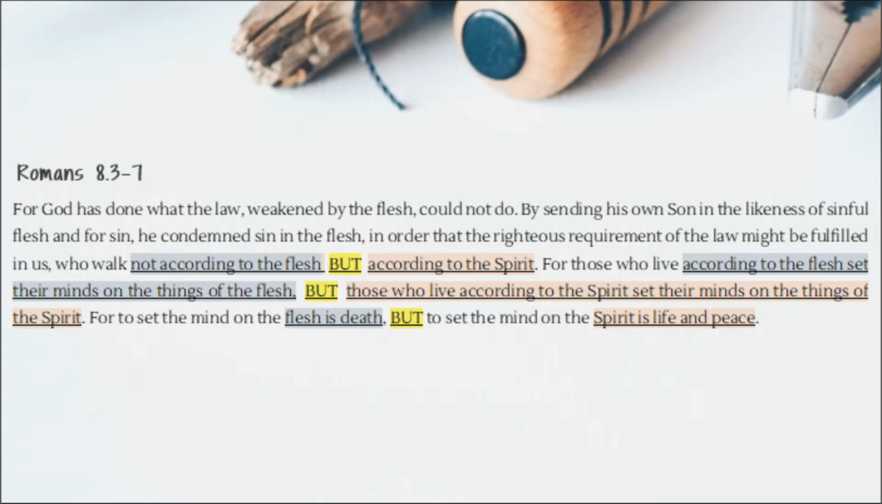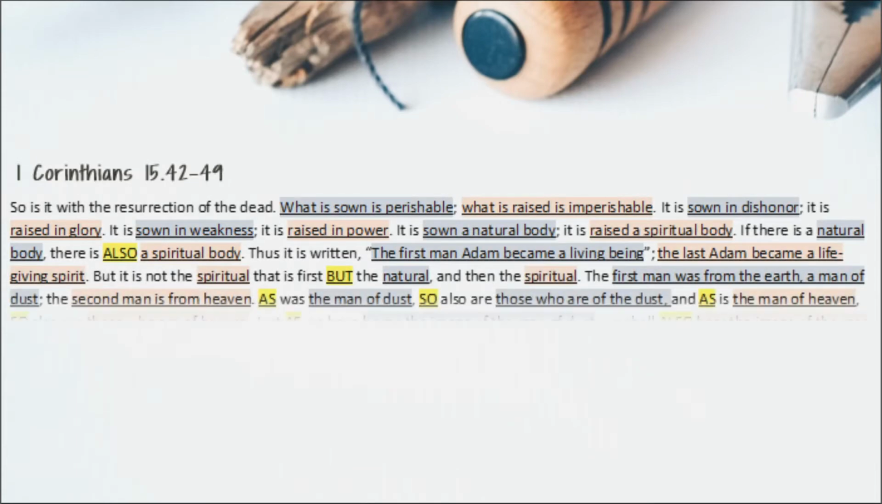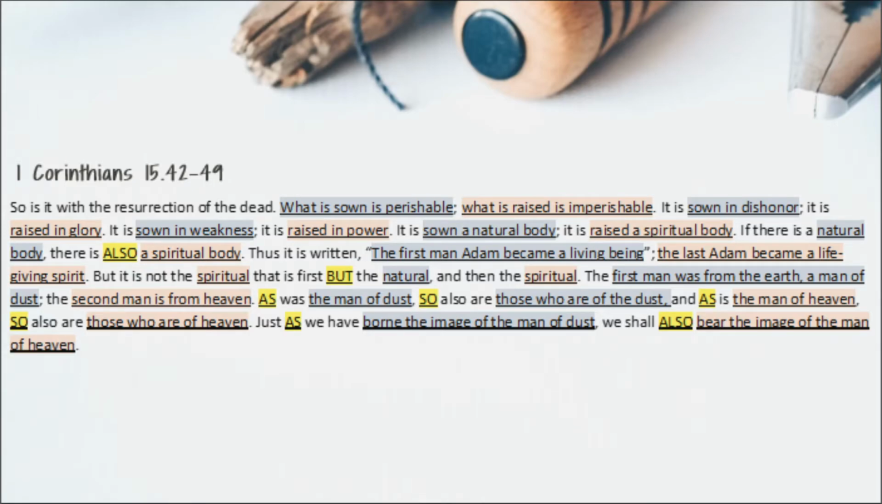The next one is entirely a contrast. I have almost every word doing something. 1 Corinthians 15. So your transition words are also, but, as, so, as also. And that's how many contrasts you have. So you see all this underlined? All that means there's a contrast. So you have 1, 2, 3, 4, 5, 6, 7, whatever. A lot. The whole verse.